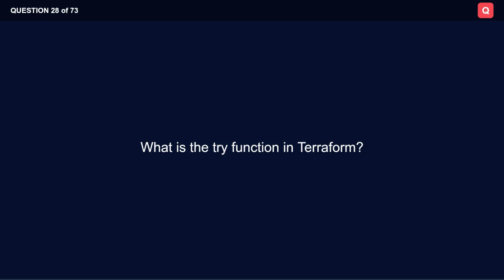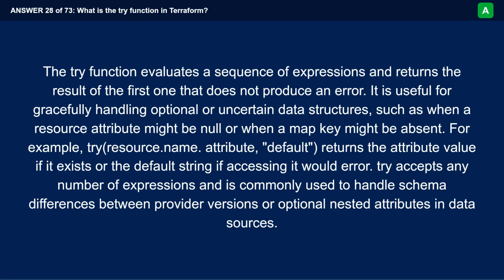What is the try function in Terraform? The try function evaluates a sequence of expressions and returns the result of the first one that does not produce an error. It is useful for gracefully handling optional or uncertain data structures, such as when a resource attribute might be null or when a map key might be absent.